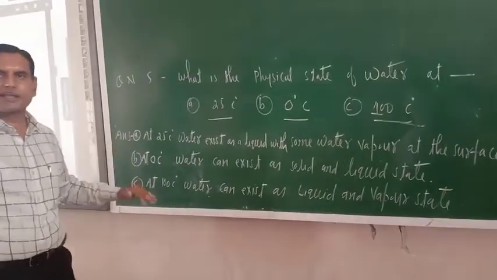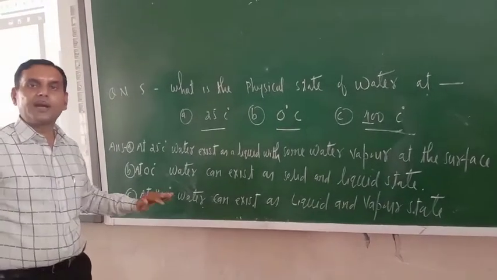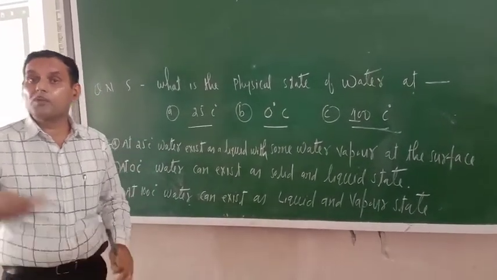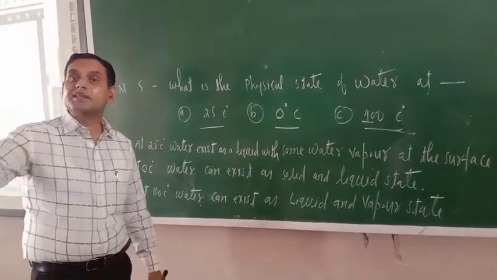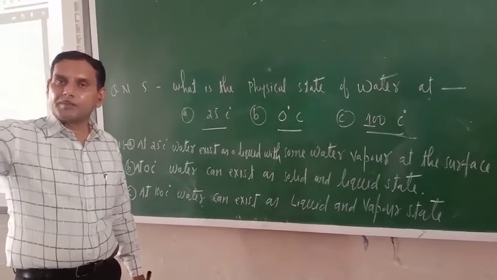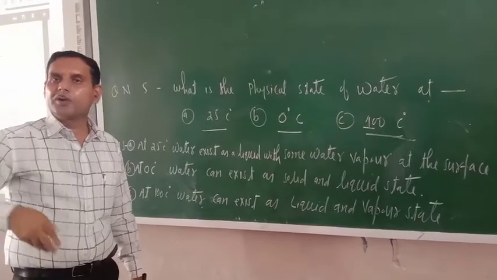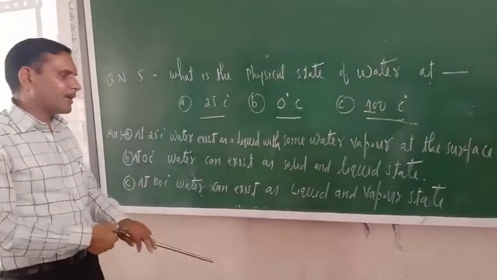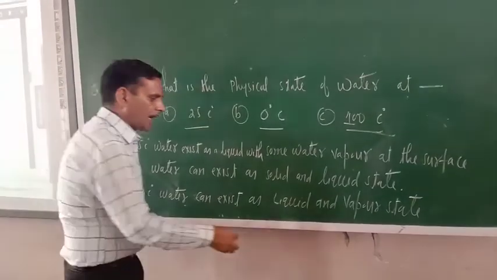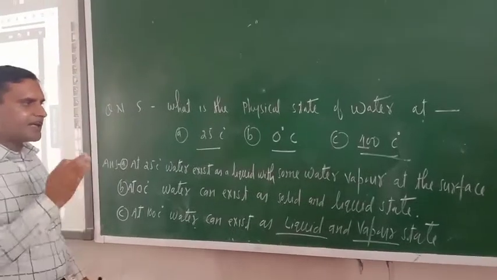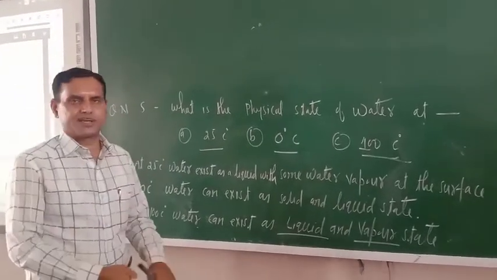100 degrees Celsius is the boiling point of water. So at 100 degrees Celsius, water will boil. So it will exist in two forms. When it is boiling, some amount of vapor will also be there, and liquid is already there. So at 100 degrees Celsius, water will exist in liquid and vapor state.